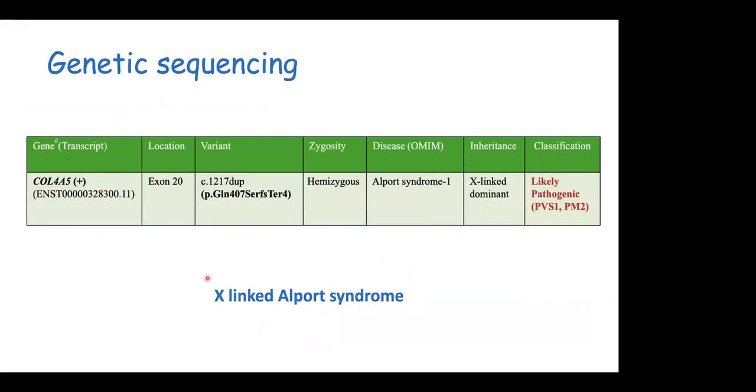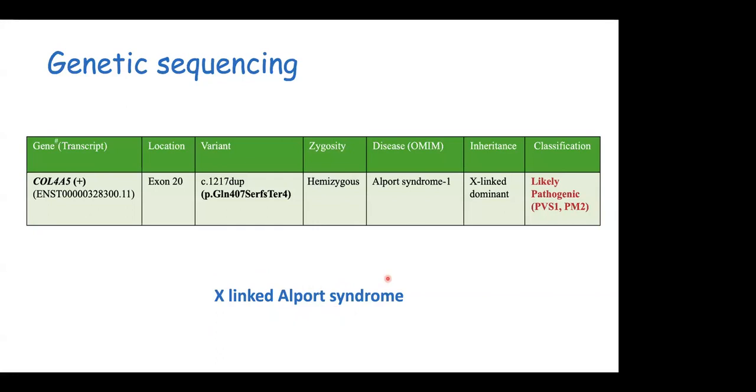And it's important, genetic sequencing is very important these days in such patients, because you can confirm the diagnosis and avoid invasive testing like a kidney biopsy if there is already high suspicion of Alport on clinical and basic evaluation.